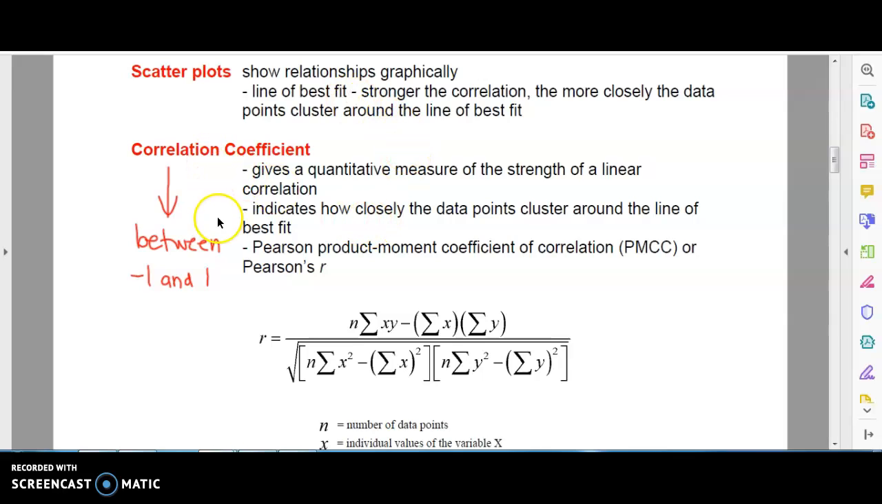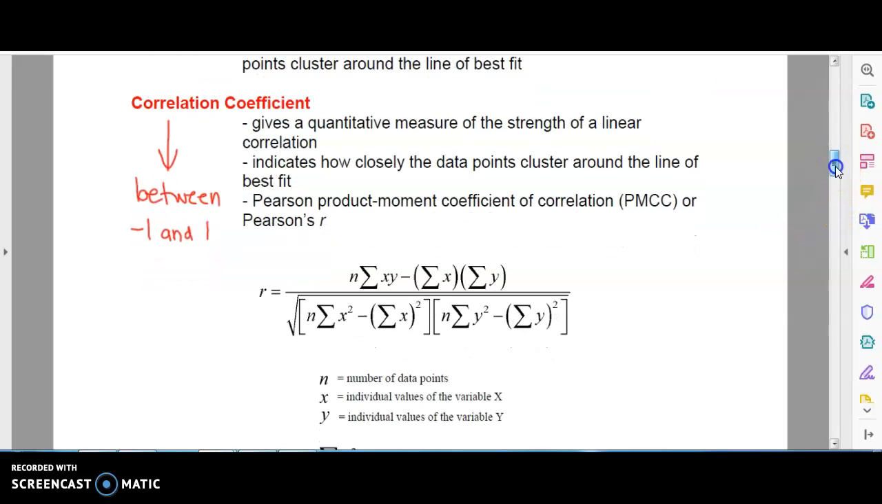Another piece of terminology here: correlation coefficient. This is a number between -1 and 1, and it gives us a quantitative measure of the strength of a linear correlation. So it actually gives us a number, that's why it says quantitative, to tell us how strong of a linear correlation we have between two variables. Based on how strong the relation is, that will indicate how closely the data points cluster around the line of best fit. And here we see Pearson product moment coefficient of correlation, PMCC, or Pearson's r.